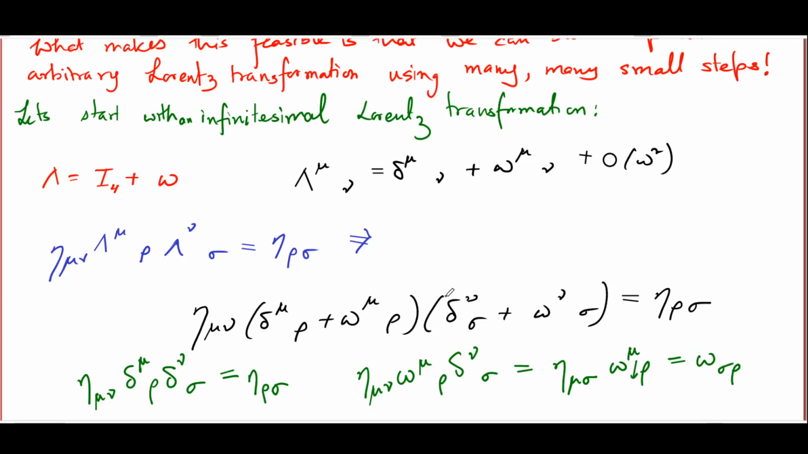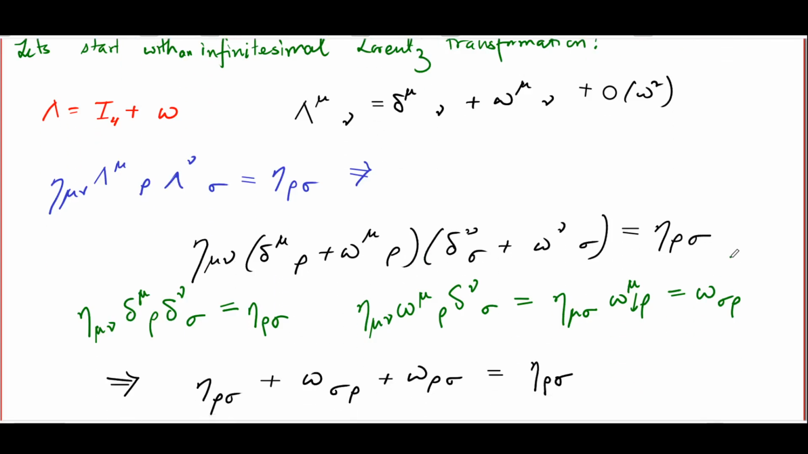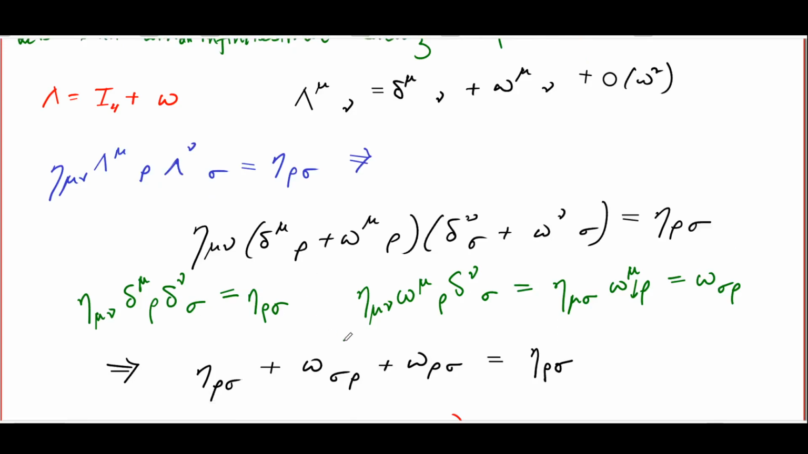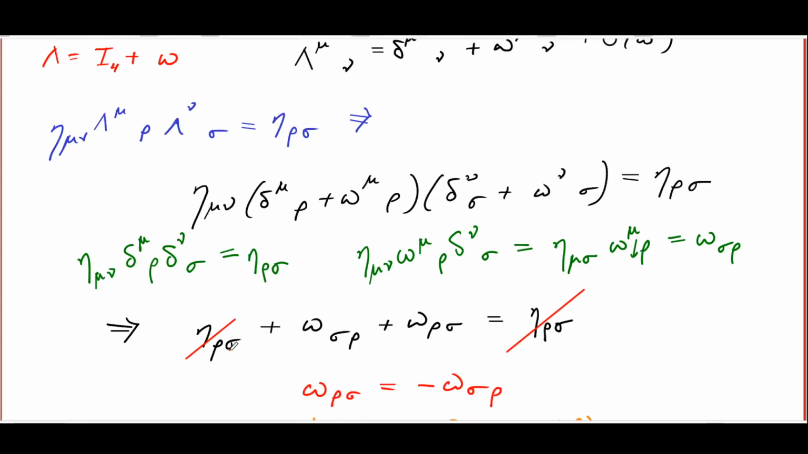We can do a very similar thing with the other term which has a single omega, namely eta mu nu delta mu rho omega nu sigma. And the upshot of all this is the left hand side becomes eta rho sigma plus omega sigma rho plus omega rho sigma, and the right hand side of course is eta rho sigma. So the two eta rho sigmas cancel out and you are left with omega sigma rho plus omega rho sigma equals 0, or omega rho sigma is minus omega sigma rho.